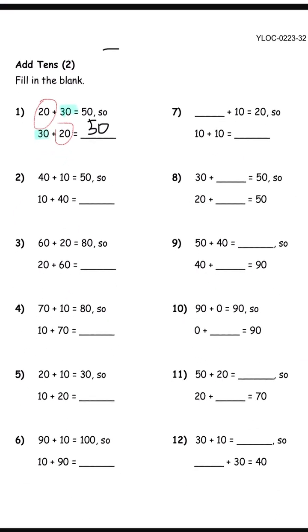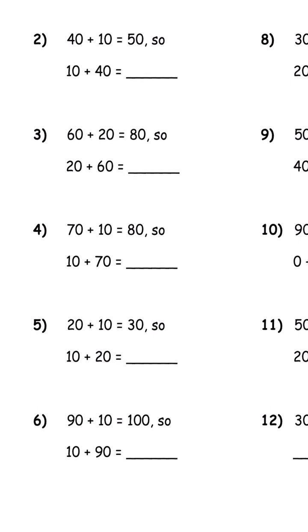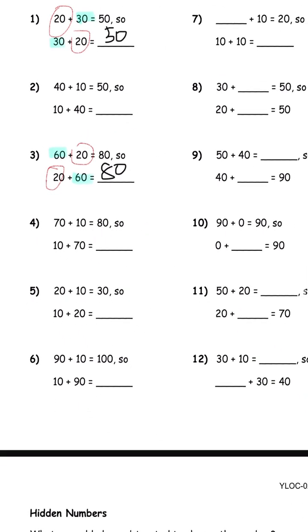Okay, now let's try number 3. We have 60 plus 20 equals 80. So 20 plus 60 equals, so again here, the order is switched. And since it's addition, we know that the answer is going to stay the same. So we would have 80 as our answer.